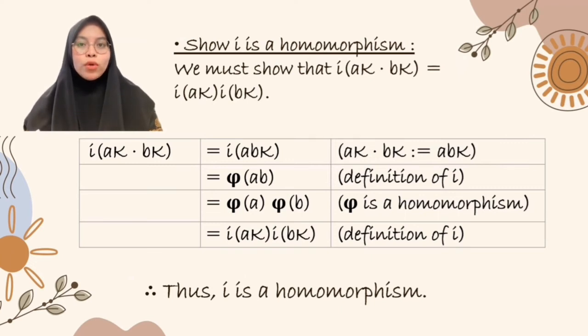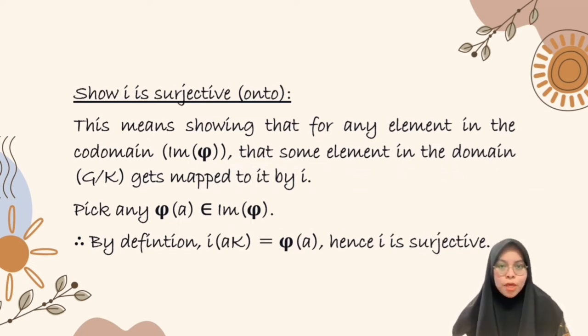Then, the next step, we show I is a homomorphism. Show that I of aK times bK is equal to I of aK times I of bK. With some modifications, such as in the tables, we could show that I is a homomorphism. After we show that I is a homomorphism, we need to show that I is surjective or onto. This means showing that for any element in the codomain, which in this case is the image of phi, some element in the domain, which in this case is G mod K, gets mapped to it by I. Next, pick any element in the codomain, phi of a, an element of the image of phi. By definition, I of the coset aK is equal to phi of a, and hence I is surjective.